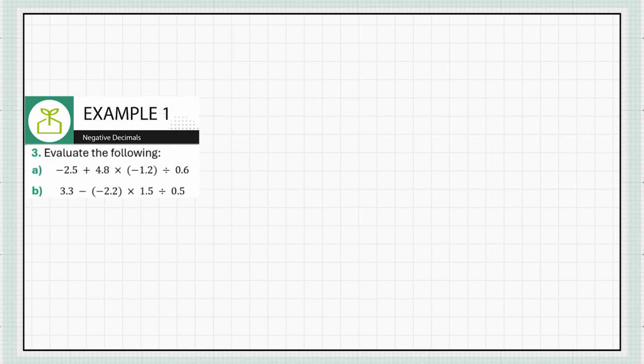Alright, welcome back. So right now we're going to be doing some mixed operations with our negative decimal numbers. So let's get started with A. We have minus 2.5 plus 4.8 times minus 1.2 divided by 0.6.